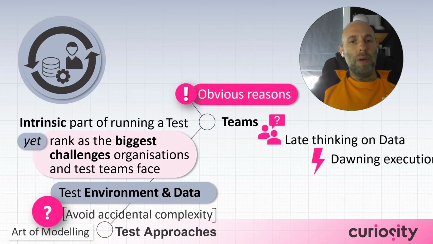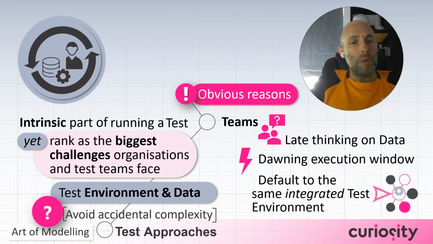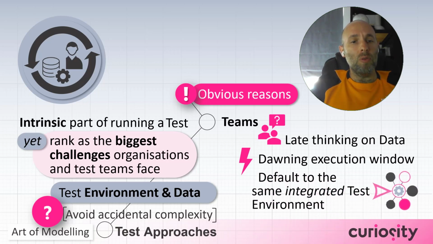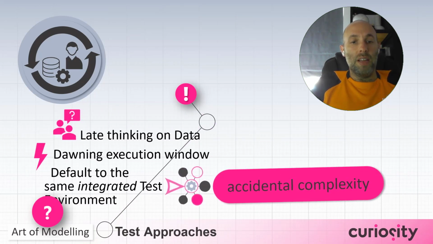Teams really don't think about what data they need until the execution window is dawning on them, and probably just use the test environment that they have always requested, probably that big integrated one that everyone else uses, half of the systems they have no specific need for. Teams who approach test data and test environments like this are suffering from accidental complexity.